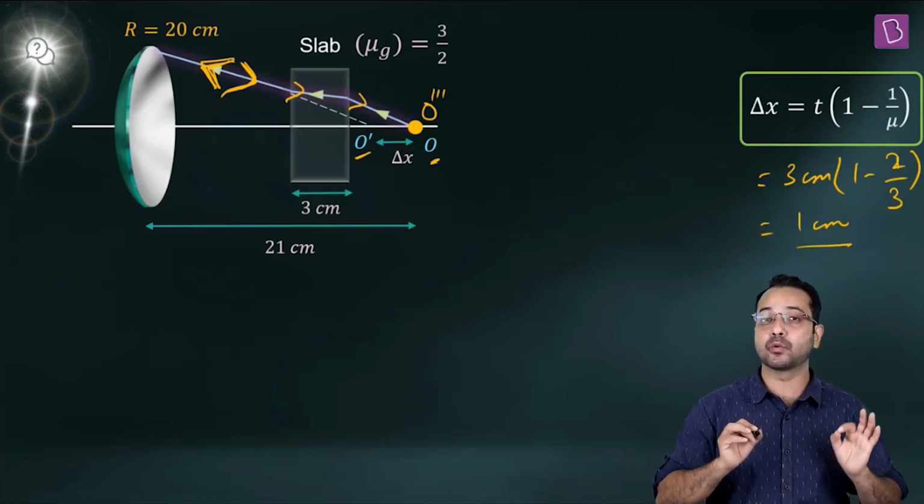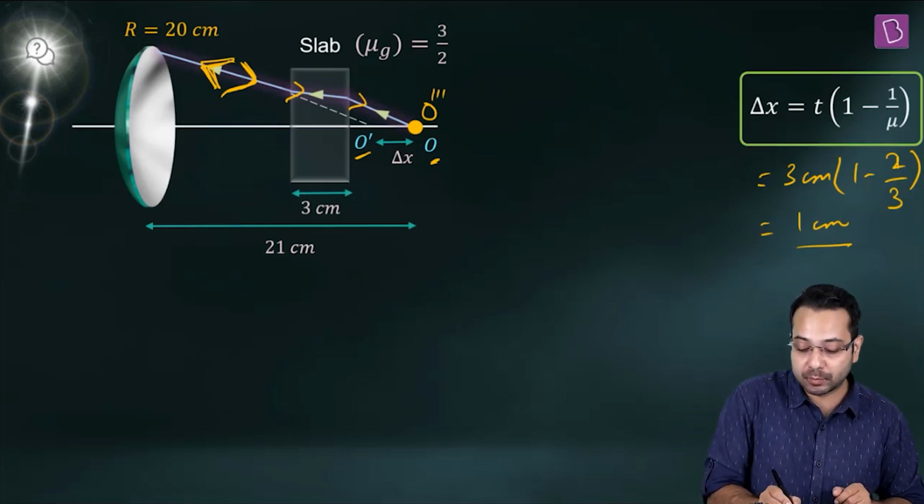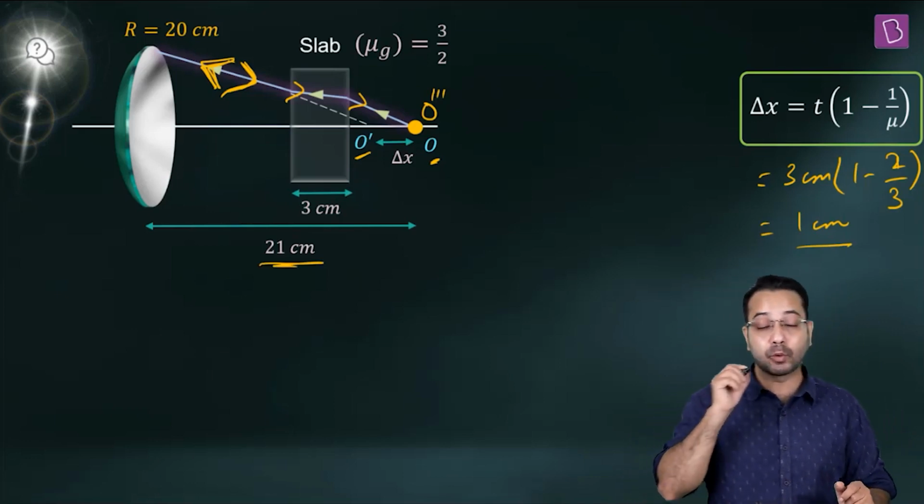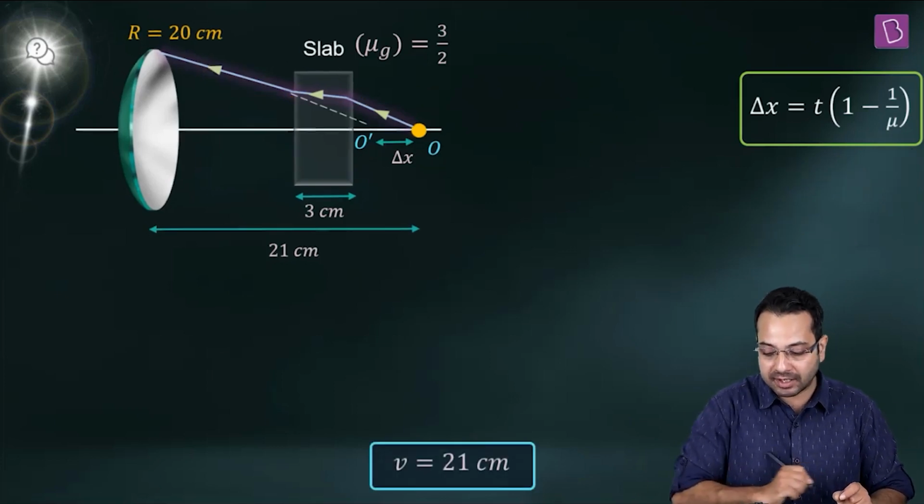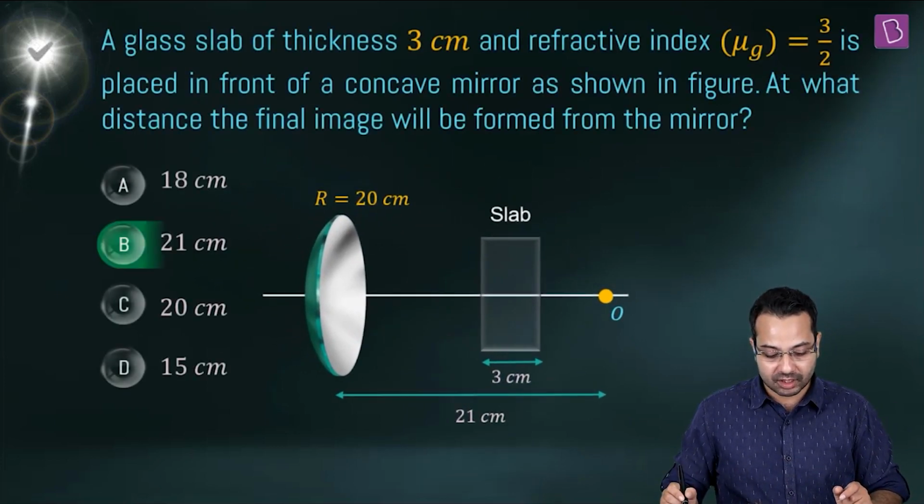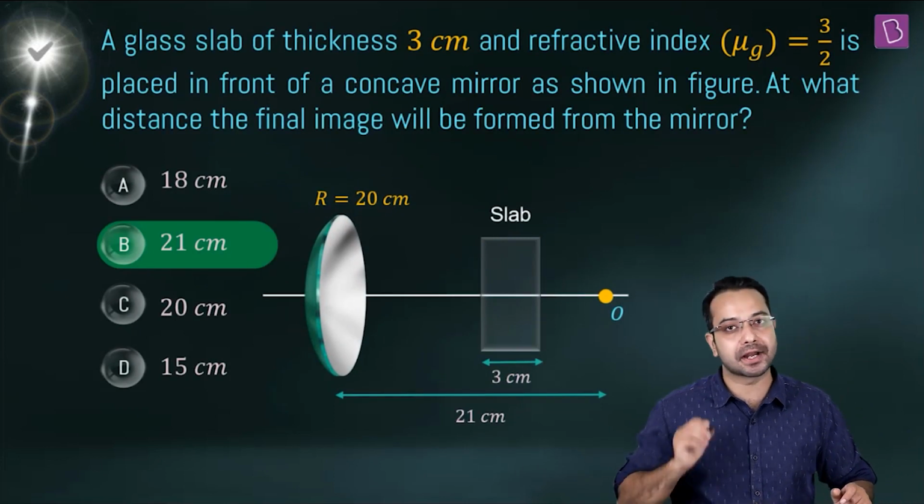Okay, and hence we can say that the final image is going to be formed at a distance of 21 centimeter from the mirror. All right, so that should be my answer, and option B is going to be the correct option.